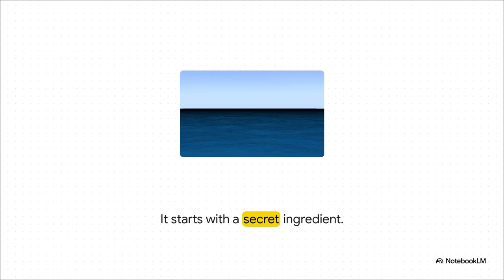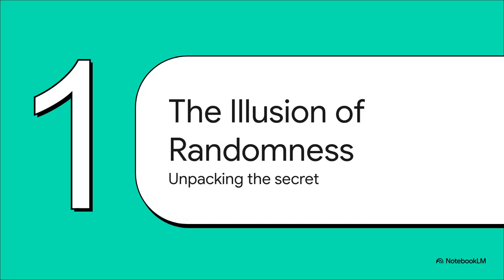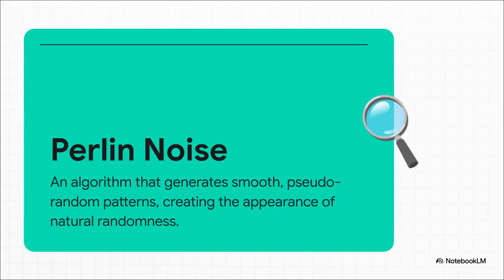There's this one core concept, this one secret ingredient that unlocks the ability to simulate all sorts of natural stuff. And once you see it, you start seeing it everywhere. So let's unpack that secret. We're about to get into the absolute bedrock, the foundational building block that lets a computer fake the beautiful organic randomness we see in nature. And that secret ingredient is called Perlin noise.